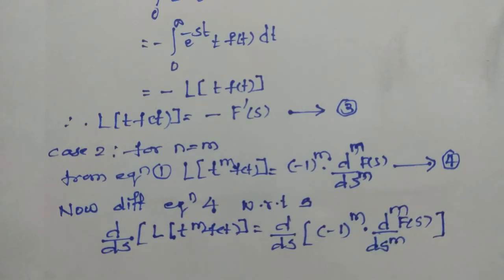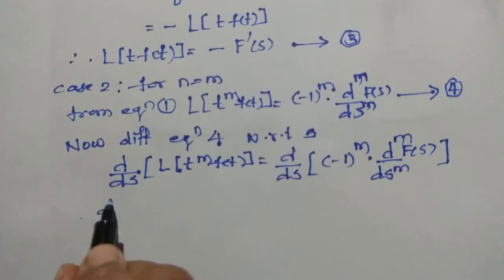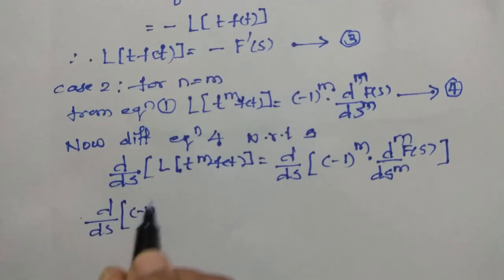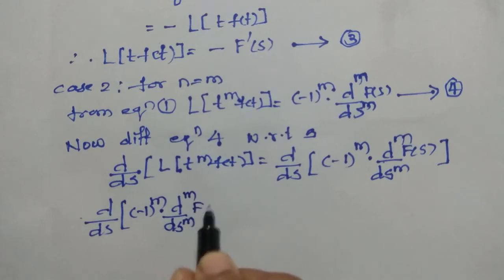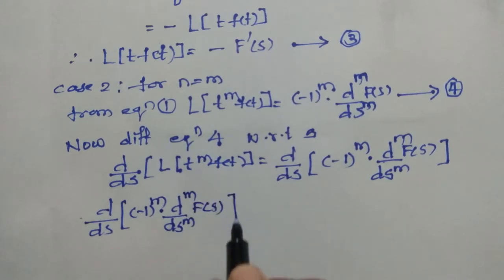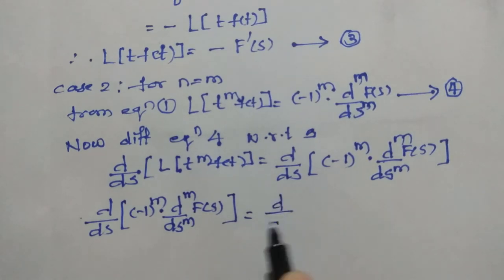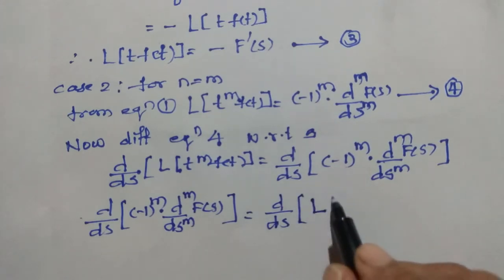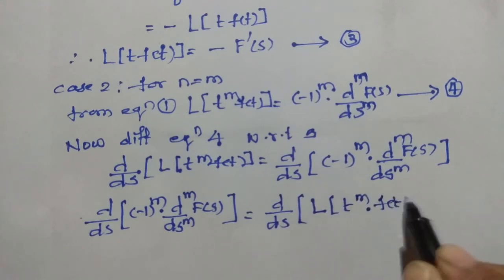Now, or else you can rewrite this term. Also we can write this as d by ds of minus 1 raised to m into d by ds, that is the mth derivative of the function f of s, is equal to d by ds of Laplace of t raised to m into f of t.